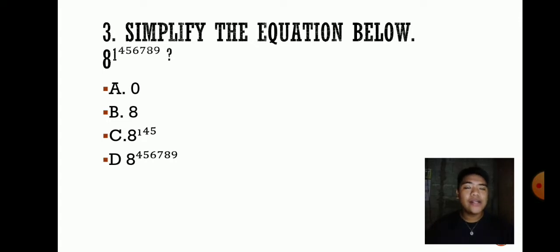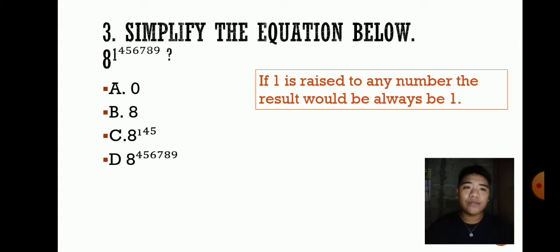Okay, so we know the fact that if 1 is raised to any number, the result will always be 1. When 1 is raised to the power of 1 million, that is definitely 1. When you raise 1 to 1 trillion, that's definitely 1. If 1 is raised to any number, the result would always be 1.